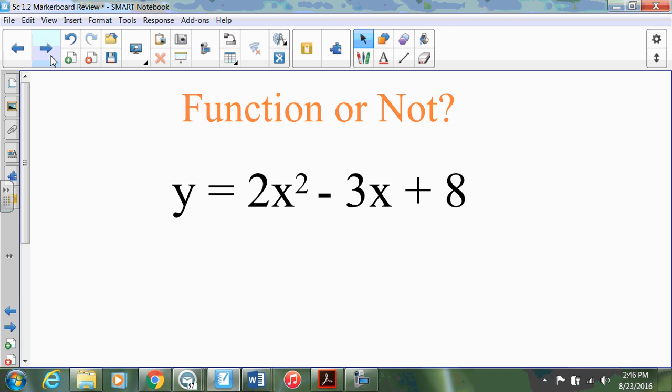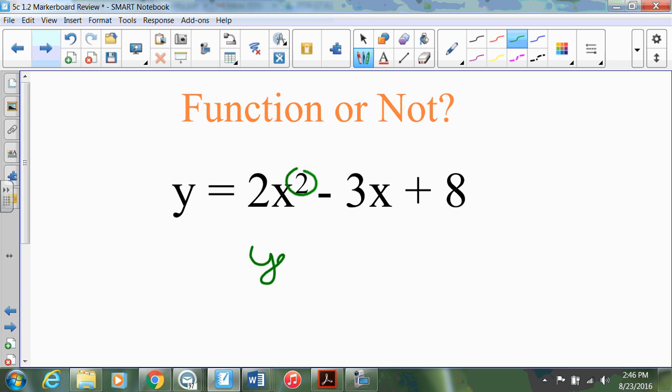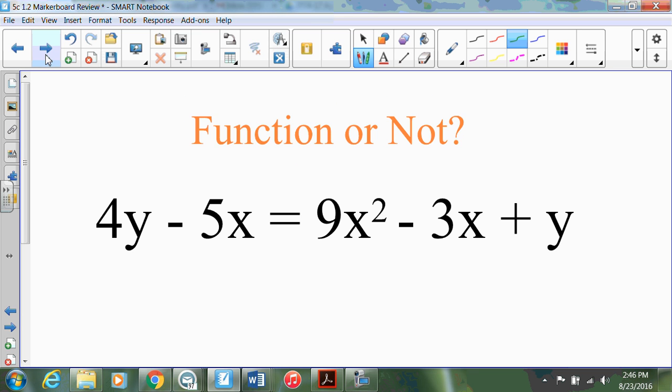Okay, function or not. Basically, with this, we're recognizing that it is a quadratic. There are no exponents greater than 2, and we know that quadratics are functions. So yes, this is a function. This next one, we can see that it's going to also be a quadratic because we see the x squared.